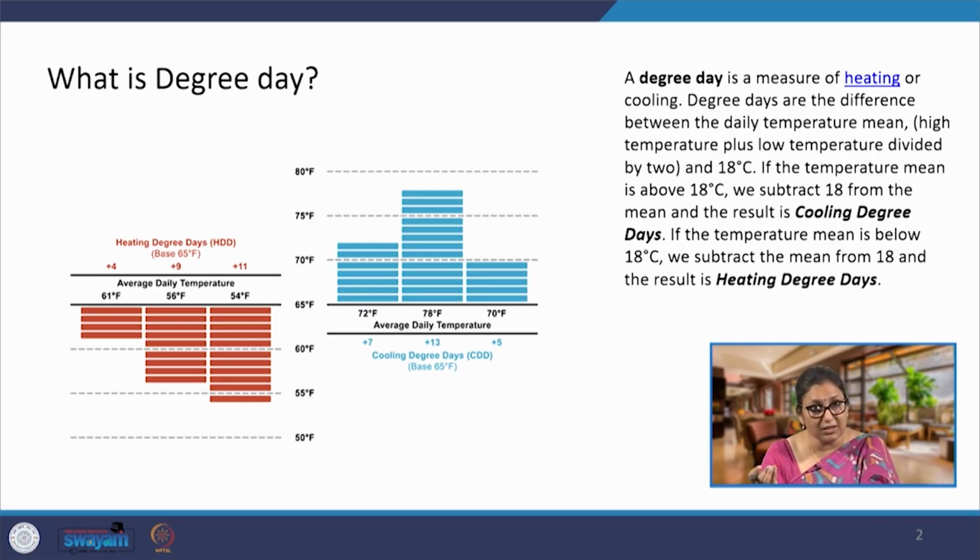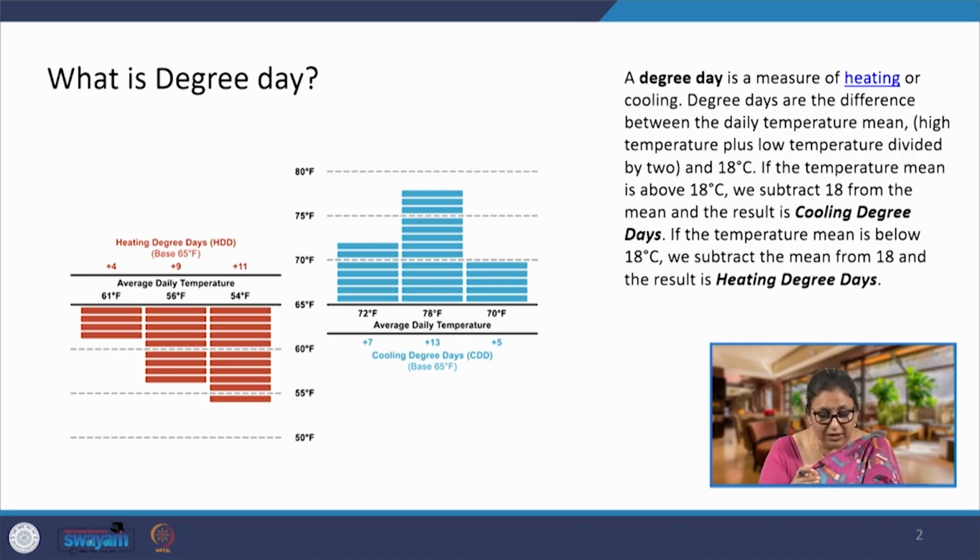And how do we do that? We have a benchmark, a standard temperature, for different places; it varies. If you look at the United States of America, the standard temperature used to calculate degree days is 65 degrees Fahrenheit. In India, we have set it at 18 degrees centigrade, almost similar, but in India we would consider 18 degrees centigrade as the standard temperature.